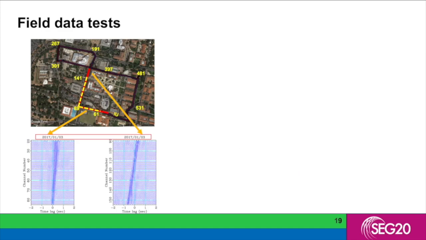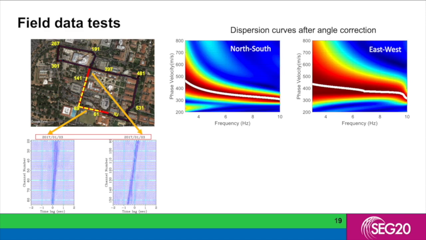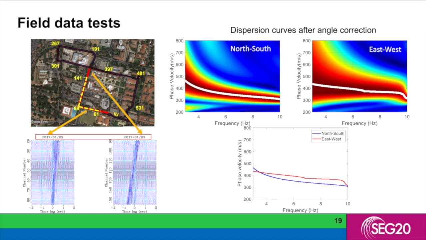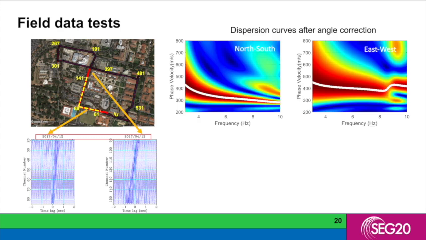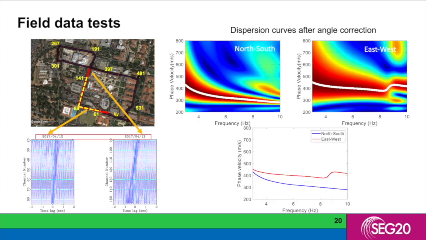Intuitively, when Love wave is dominant in the data, the true phase velocities obtained from the two legs should be the same. We extract two dispersion curves from the two legs of the real data and plot them together. We can see the phase velocities in the east-west line are larger than those in the north-south line. So the data must contain Rayleigh wave, and Love wave may dominate in the east-west line, but in the north-south line, Rayleigh wave may have relatively high energy. We get the same conclusions from the data recorded on another day.